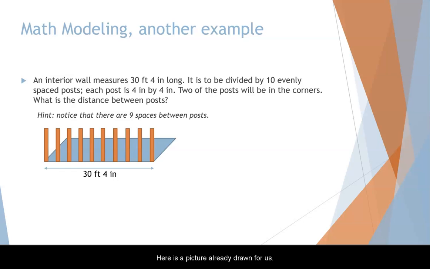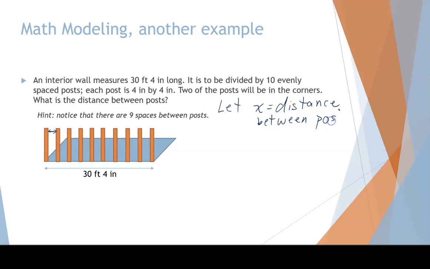Here is a picture already drawn for us. So there's 10 posts, and there's the length of the room. And what we want to do is figure out the distance between each of these posts. I'm going to start by defining my variable. I'm going to say, let x equal the distance between posts. We could also use d for distance or a p for posts, whatever you want.